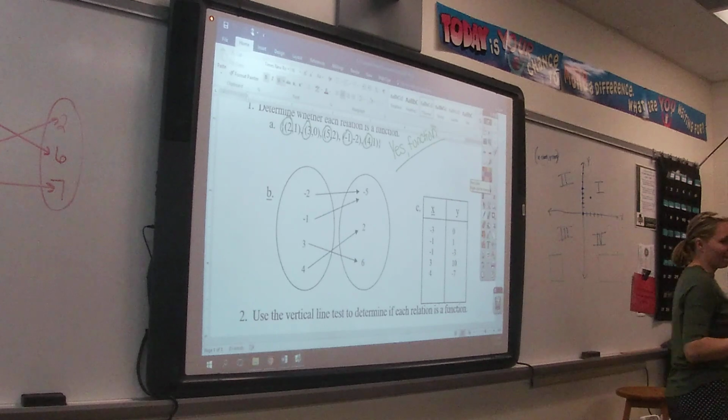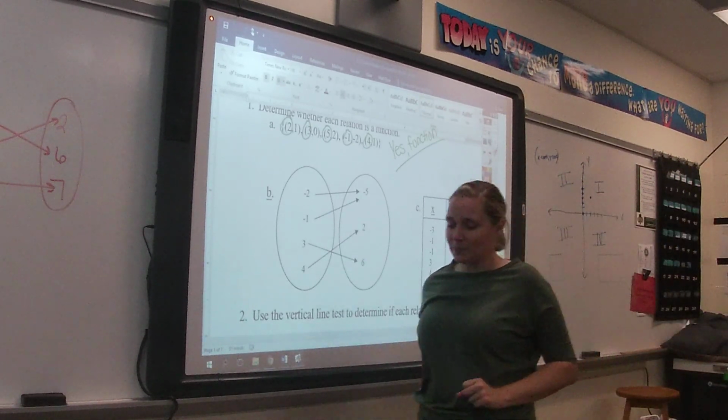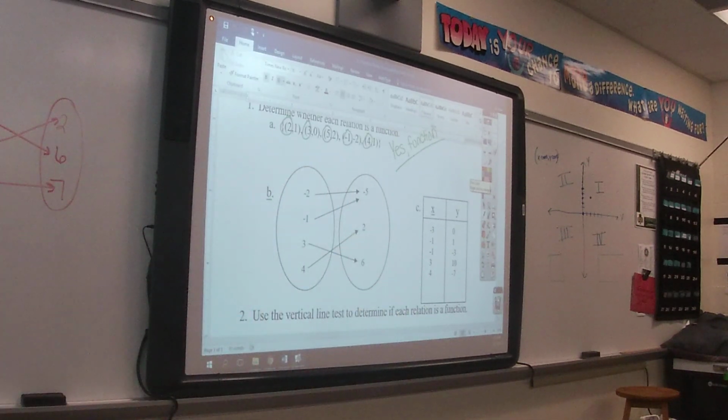It doesn't repeat, it's a function. Right. Does the x value repeat? No. Is it a function? Yes. It's a backwards question. Drives my students bonkers.